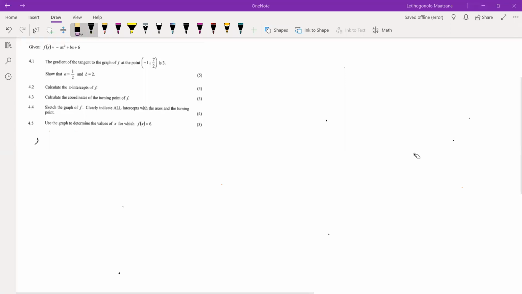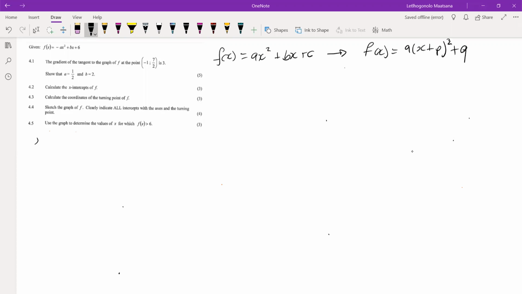For the second method, normally our equation is given as ax squared plus bx plus c, but we can change that to a(x plus p) squared plus q by using the complete the square method. And once we find that, we know that the negative of p and q are then going to be our turning point.